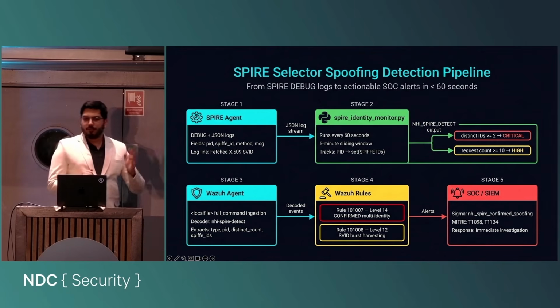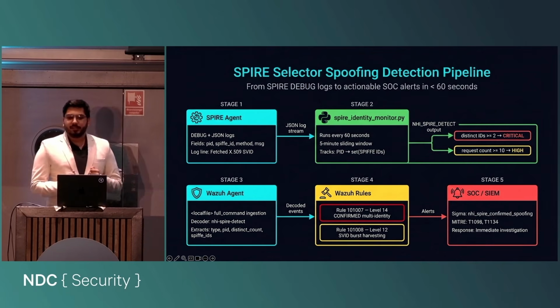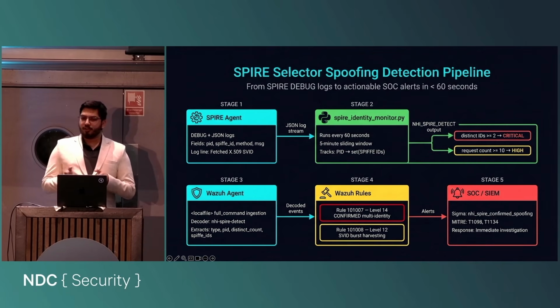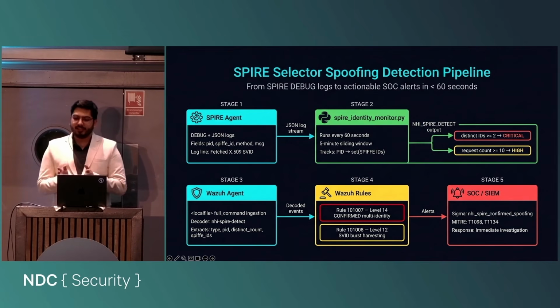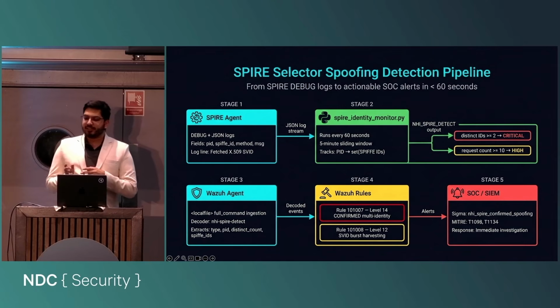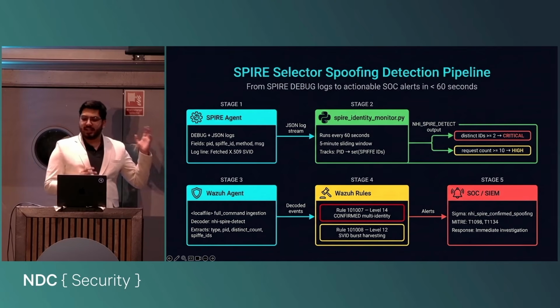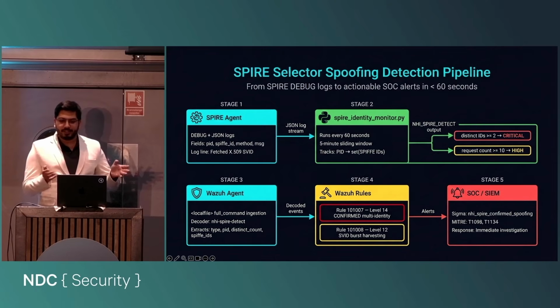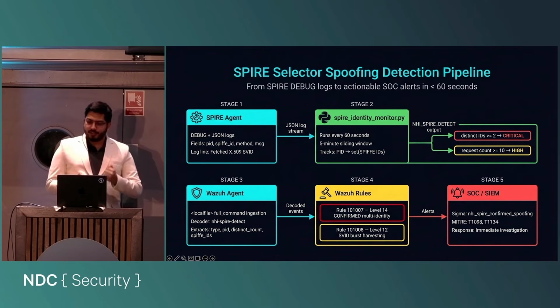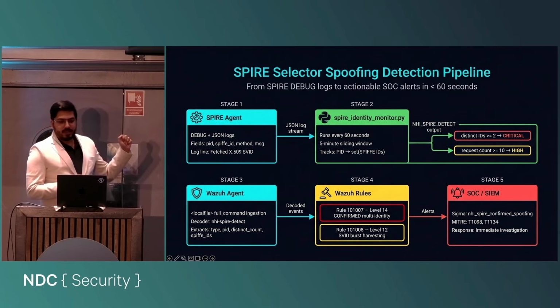So here's how we are detecting this. The Spire agent debug logs stream JSON. It has the PID, SPIFFE ID, and method. Our Python script here runs every 60 seconds with a 5-minute sliding window. It monitors which PIDs have which identities. So when a PID accumulates two or more distinct SPIFFE IDs, that's when it's confirmed spoofing. That's the level 14 rule, 101007.